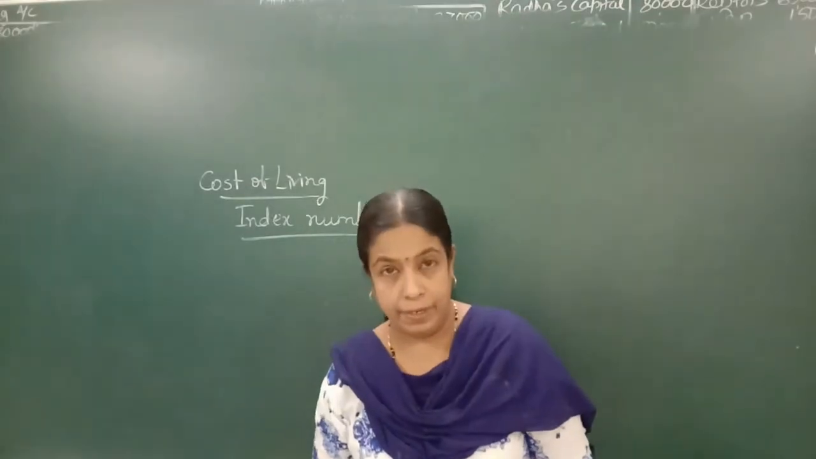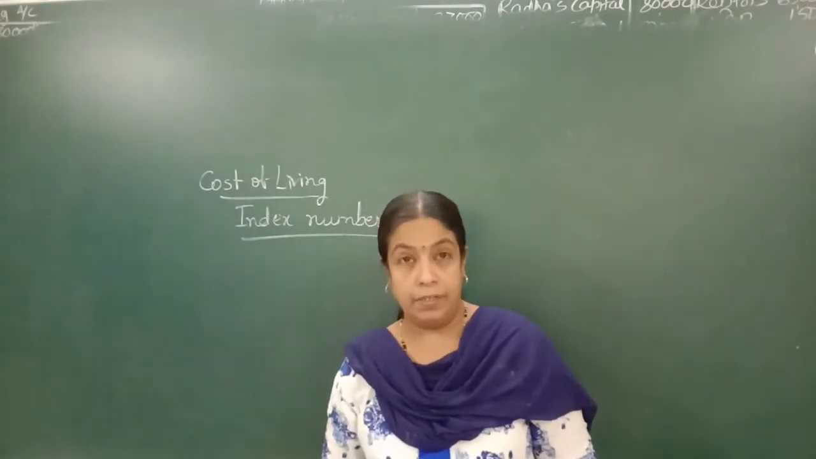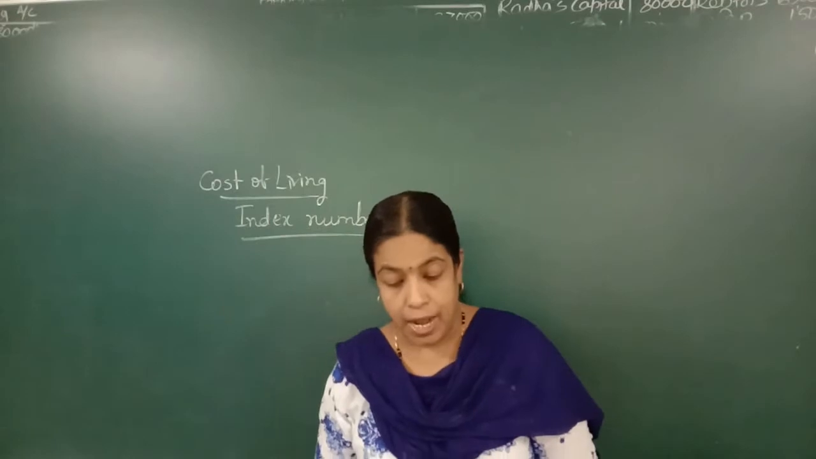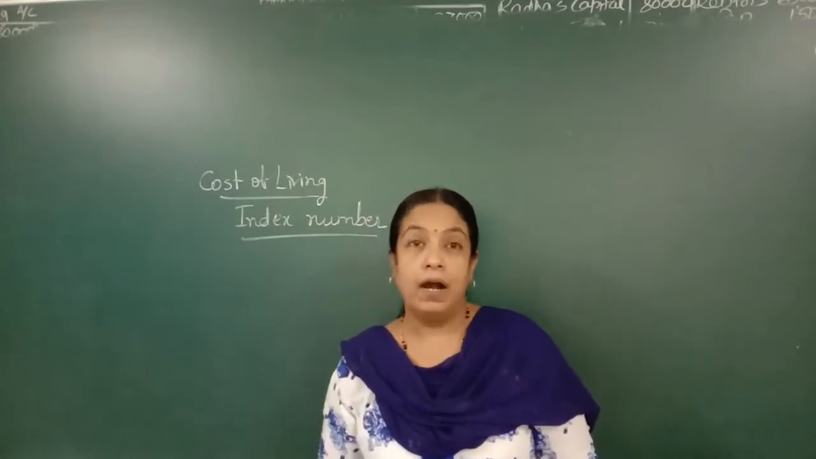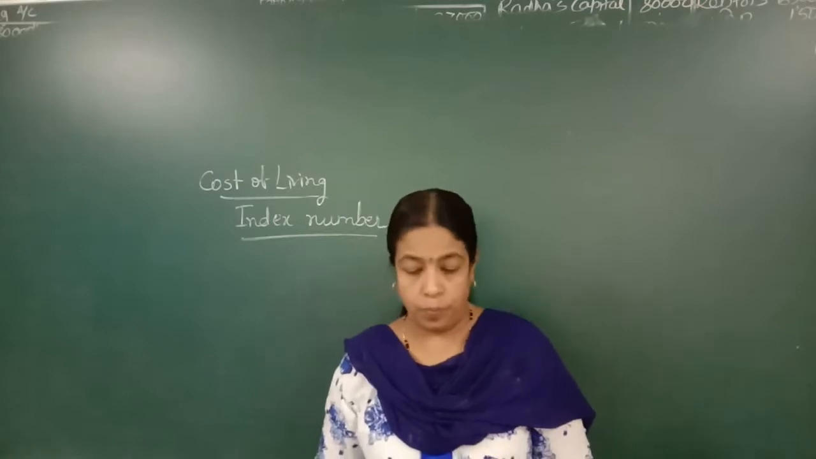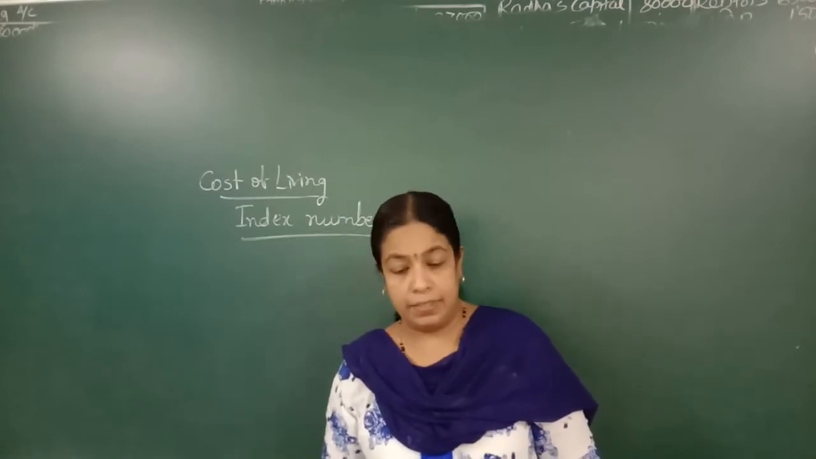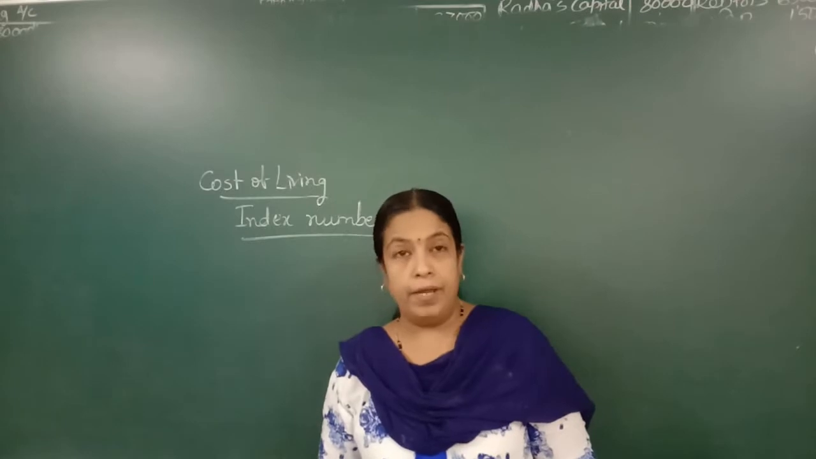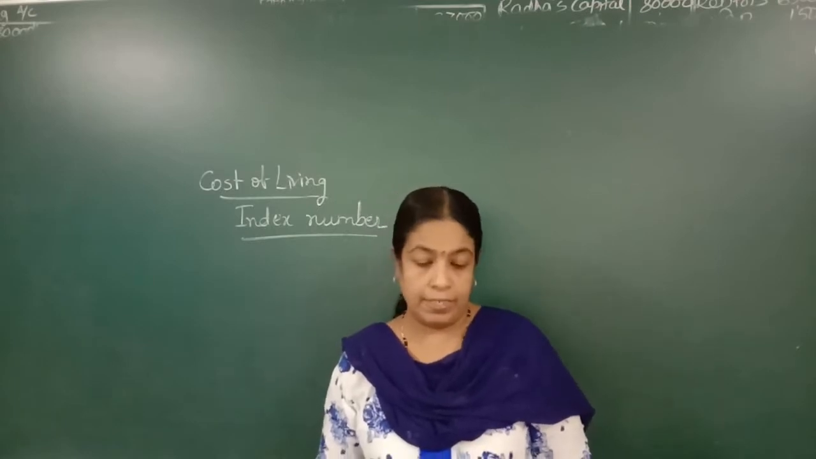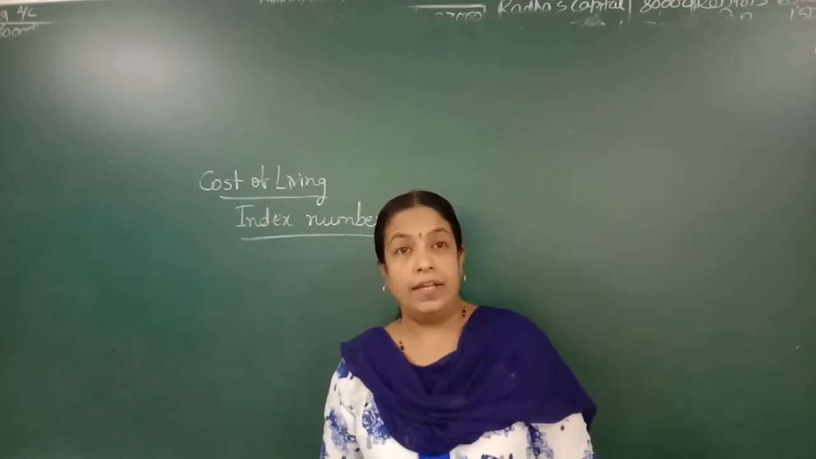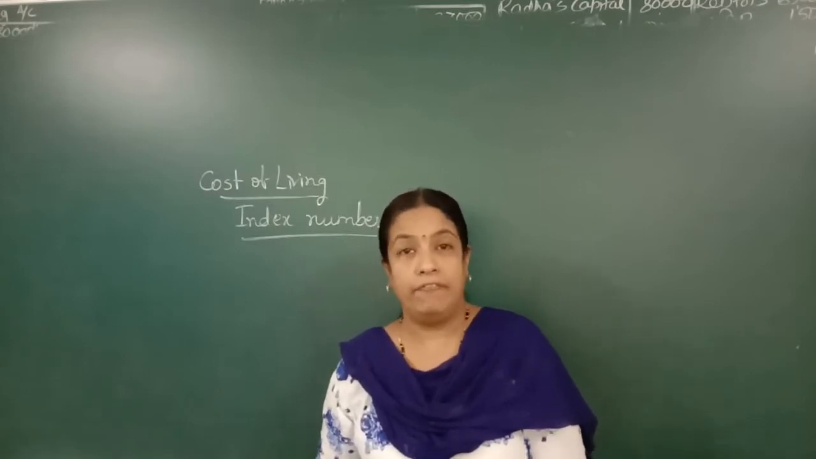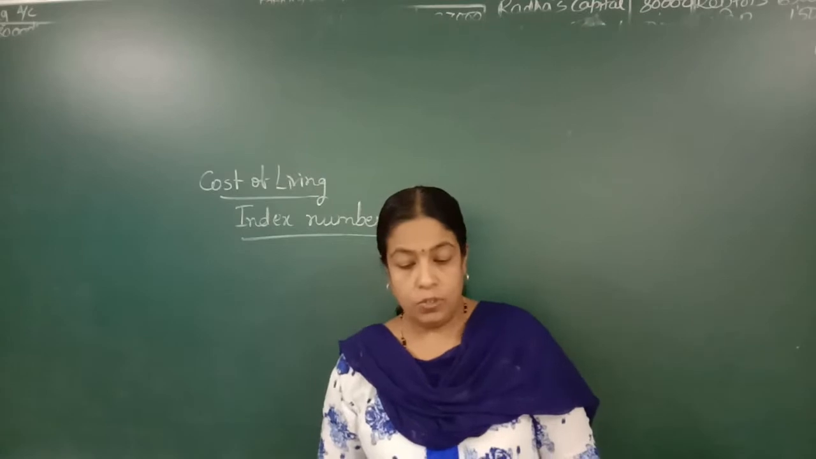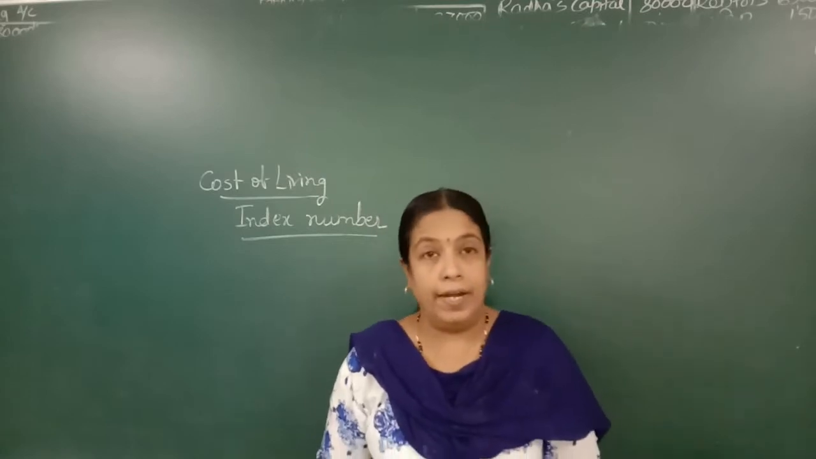So for example, cost of living index numbers for rural population are different from the cost of living index number for urban population. It is very true. The goods and services consumed by members of different consumer classes can be different, and therefore cost of living index numbers are also different for different classes. Okay, so then how to calculate them?